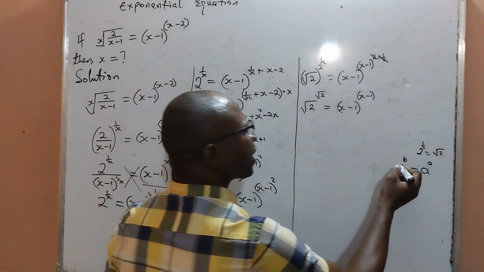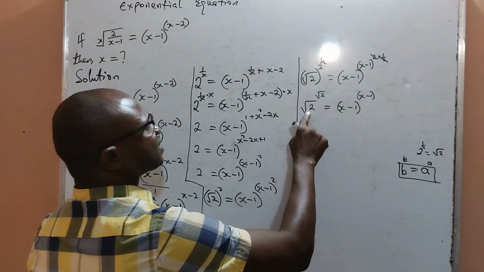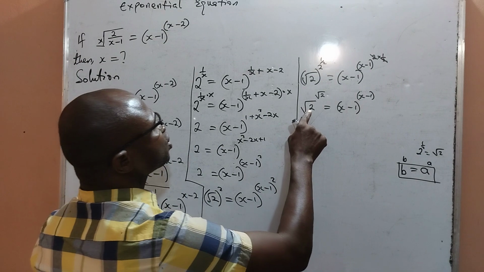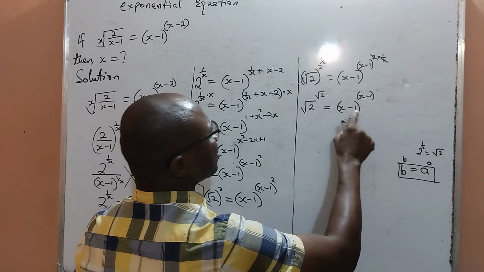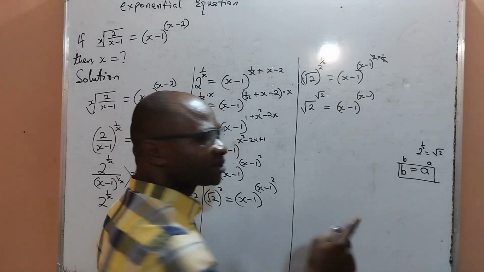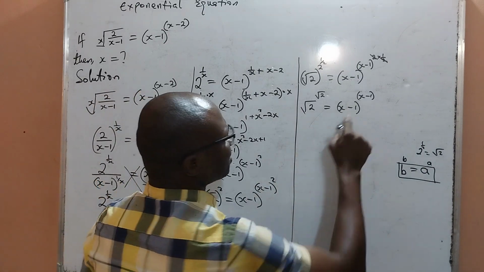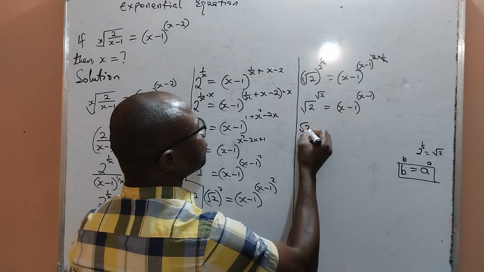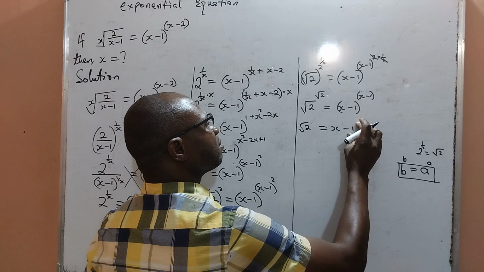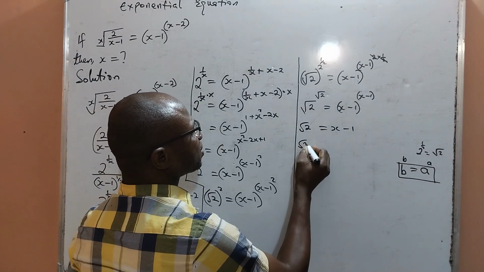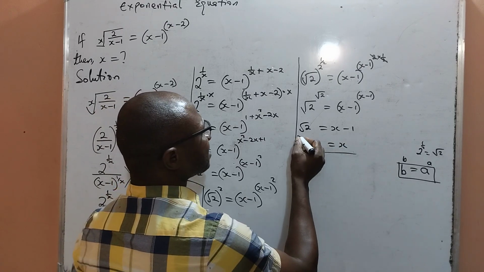Whenever it is like that, we conclude immediately that the bases are equal, meaning that the base here by the left hand side is square root of 2, the power is square root of 2. And by the right hand side, I have the base x minus 1 and the power x minus 1. Therefore, I can now conclude that the base by the left is equal to the base by the right, meaning that the square root of 2 is equal to x minus 1. Now, I can move this minus 1 to the left hand side to have square root of 2 plus 1 equal to x. Final answer to the question.